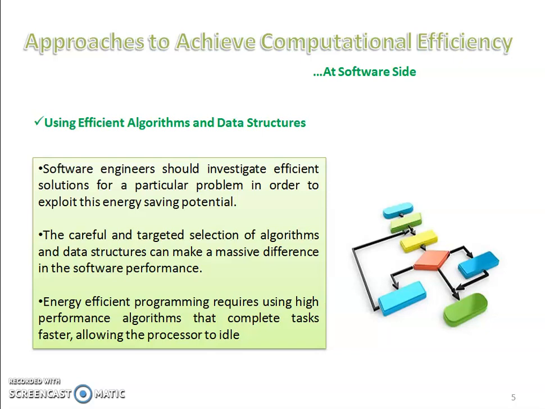The following example shows the great impact of algorithm efficiency on the energy usage of software. Suppose to sort some values, we use the bubble sort algorithm, and at the same time suppose I use the heap sort algorithm. So bubble sort will take O(n^2) time, whereas heap sort will take O(n log n) time. So obviously choosing heap sort can have a massive impact on the energy consumption of ICT systems.